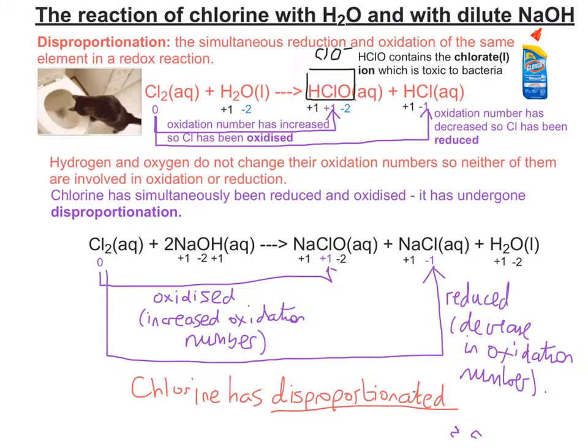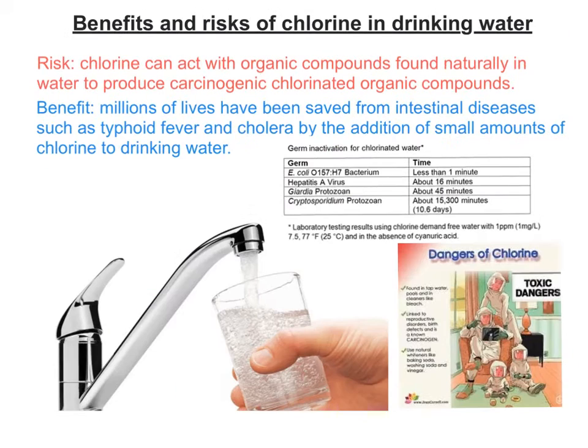Okay, so now let's have a look at some of the pluses and minuses of using chlorine in drinking water. They put chlorine in very small amounts of drinking water to try and kill off the bacteria that might cause serious infections. So one thing to consider, and I'm not telling you what to think here, and your textbook won't tell you what to think either, it's just something that you need to be aware of.